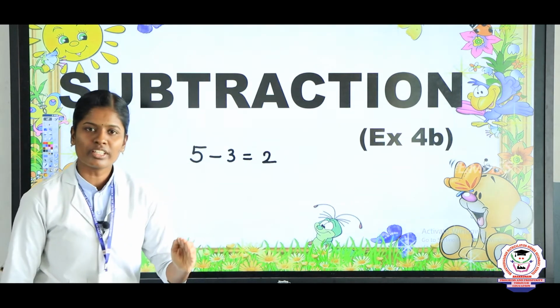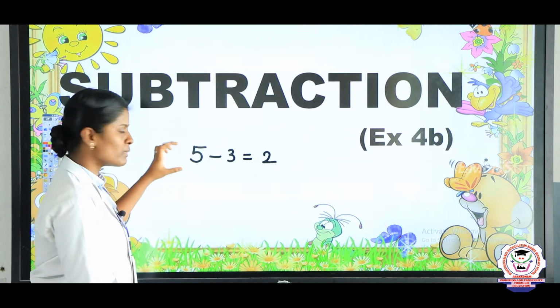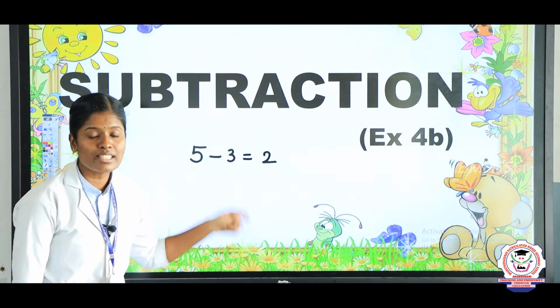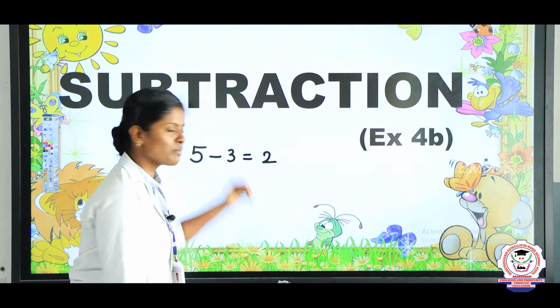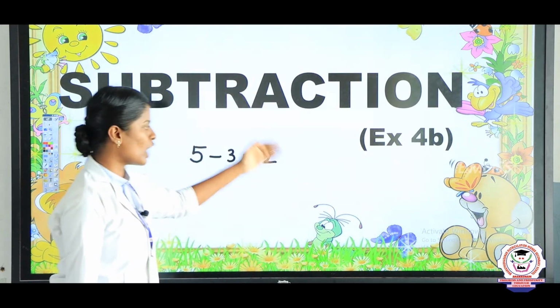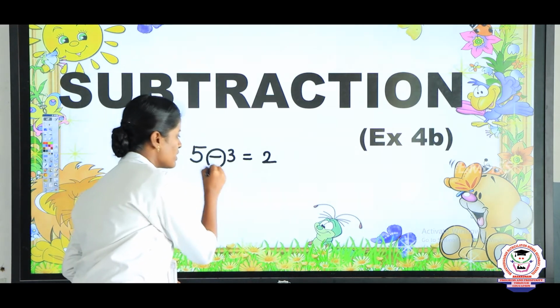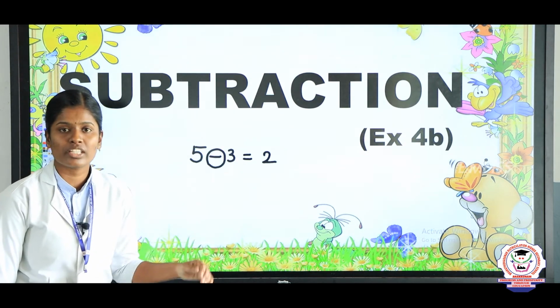Listen, my children, in subtraction the terms have some names. The first number, the greatest number, is called the minuend, the second number is called the subtrahend, and the final outcome is called the difference. This is the subtraction sign.